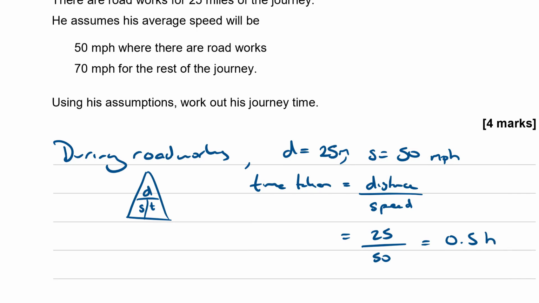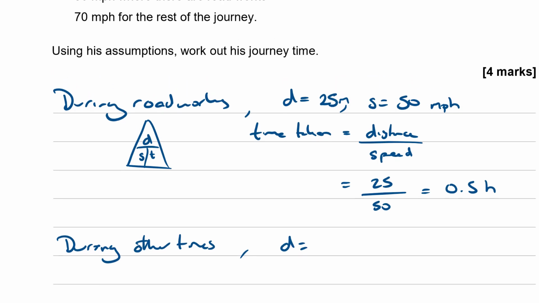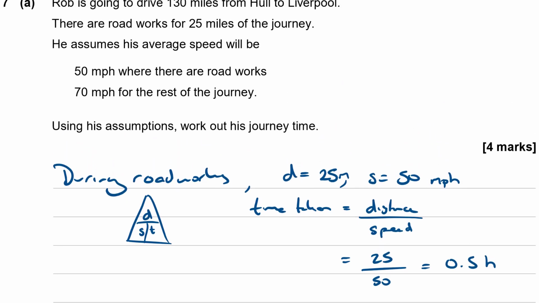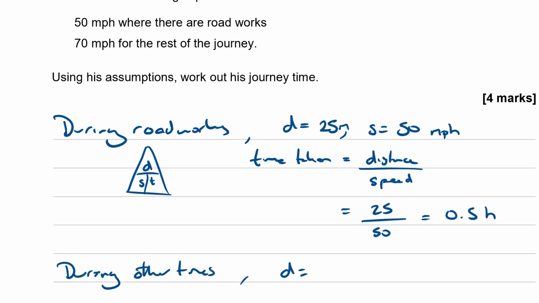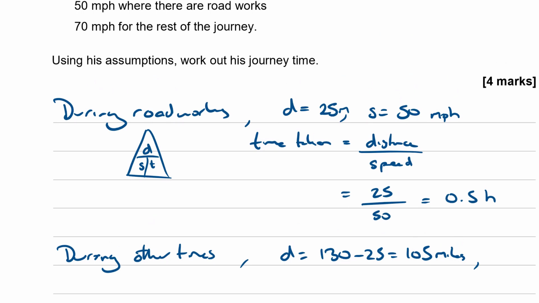or 30 minutes. Okay, so then outside of the roadworks, during other times, the total distance travelled will be the remainder of the journey. So there are 130 miles altogether, and if 25 miles were roadworks, then 130 minus 25 is going to be the non-roadworks. So 105 miles. And we're assuming that the speed for this part of the journey is 70.